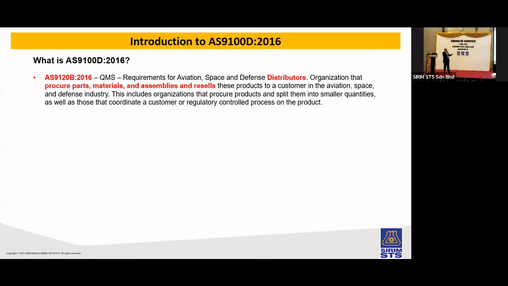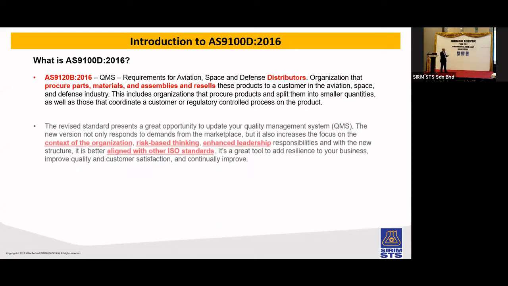And in this aviation and defense industry, this includes organizations that procure products and split them into smaller quantities. From a big quantity, we pack it into smaller quantities to supply to the local market in Malaysia or in other countries, as well as coordinating with the customer's regulatory control process on the products. So these are the three main standards, but we are focusing on AS9100.